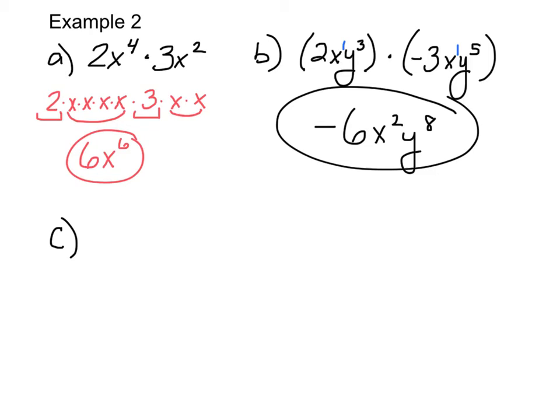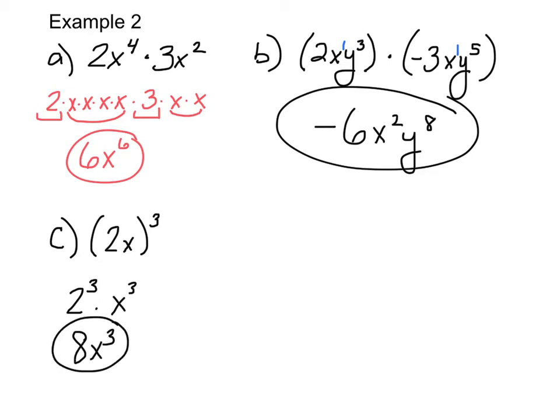Example C. 2x to the 3rd power. Big mistake. This is a huge mistake. You do not take 2 times 3. This means that you are taking 2 to the third power and x to the third power. 2 to the third power is 8, and then x to the third power just stays there. So you take 2 to the power of 3, which is 2 times 2 times 2, 8, and then you get x to the third.